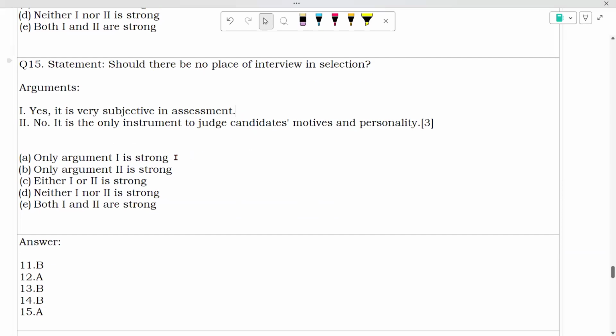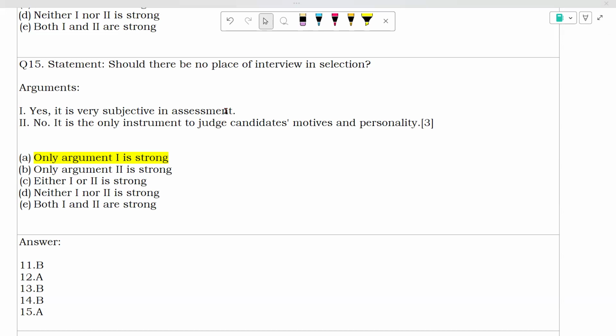So only argument, see, if you have to remove the interview, think about what the ground would be behind it. If you have to get rid of interview, what should be the ground? Is the person talking about that ground? Yes, the person is talking about that ground. That is, it will be very subjective, and that is why it is a strong argument. If the interview is not to be removed, what will the argument be? It is one of the ways. It is one of the ways to judge a candidate holistically.